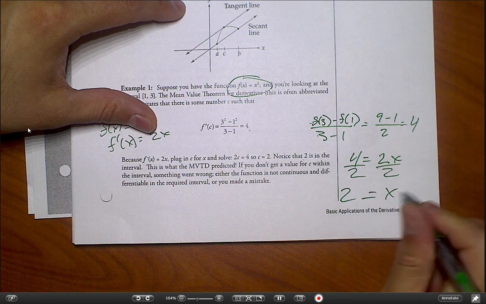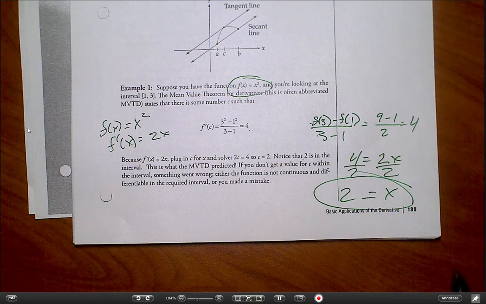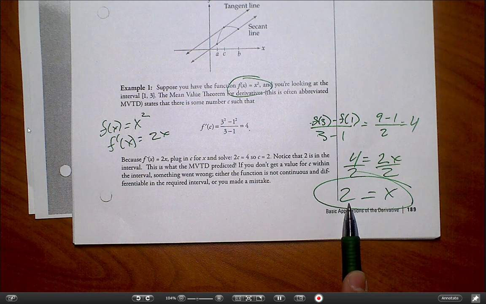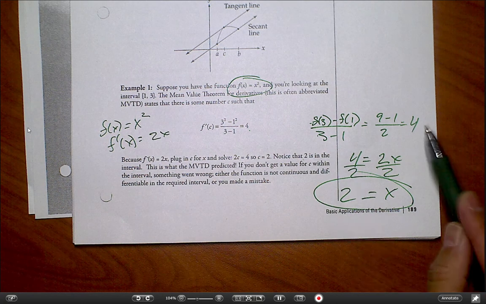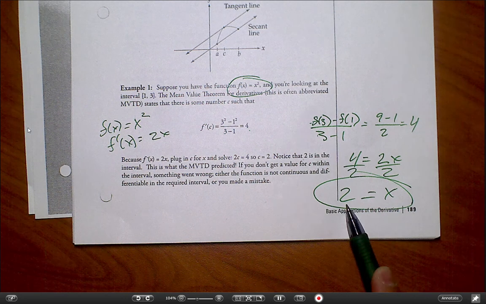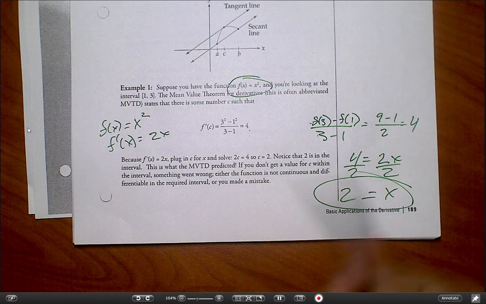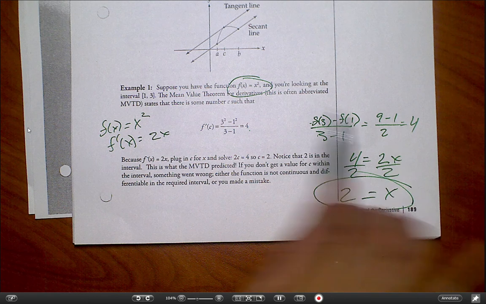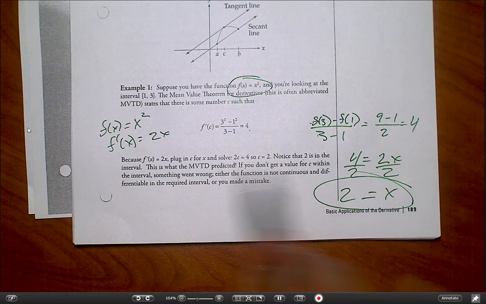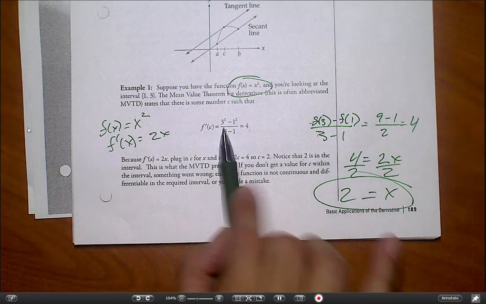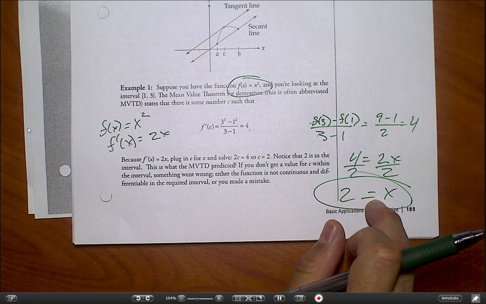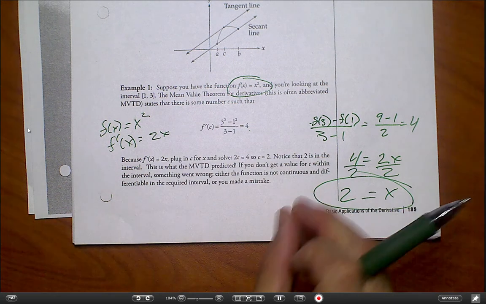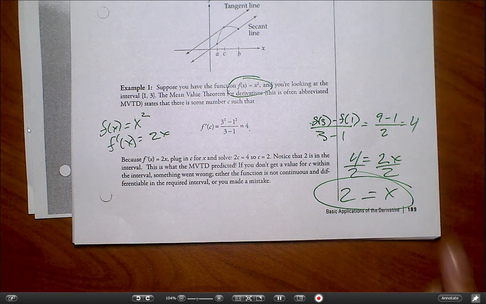So what this means is that on the closed interval from 1 to 3, my slope will be 4 when x is 2. I guarantee you're going to have a couple of these problems on there. So you have to be able to find the slope, and you have to find out when. So this is going to be my c value right here. For what c value? That is a common AP question.